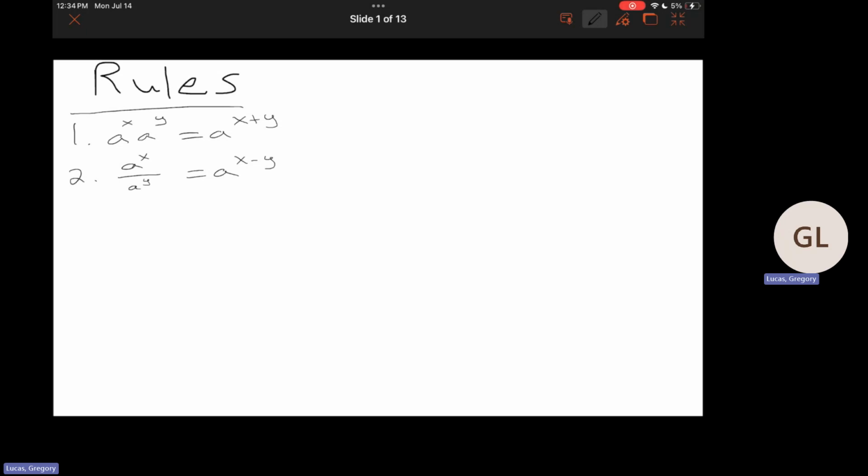So if we throw some numbers in there, 2 to the third times 2 to the fourth, it's the same thing as 2 to the 3 plus 4. So 2 to the seventh. Or if I have 2 to the fourth divided by 2 to the third, that would be 2 to the 4 minus 3, which would be 2 to the first, which is 2.